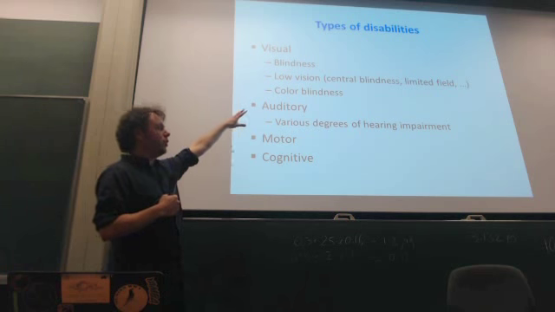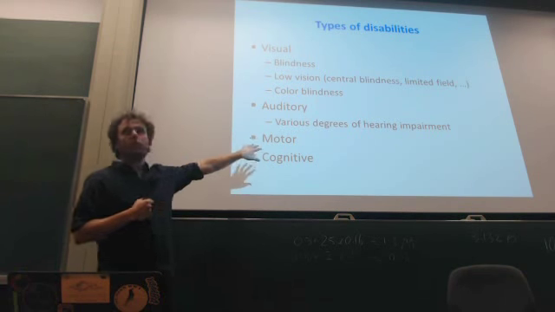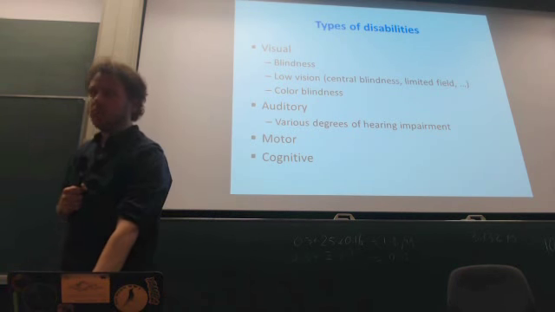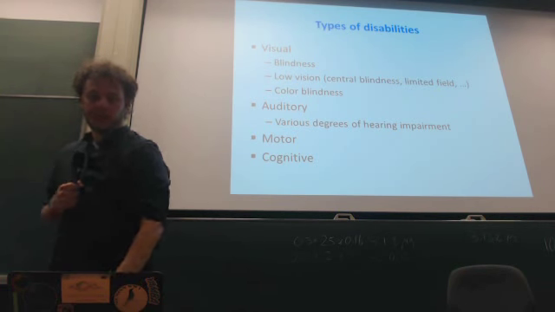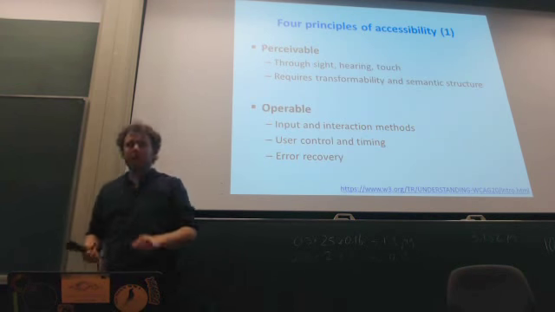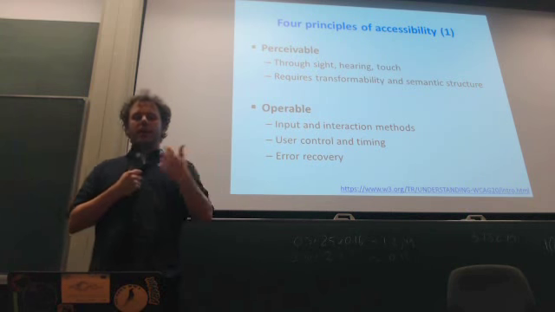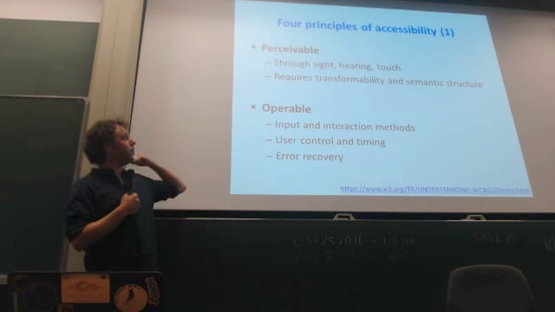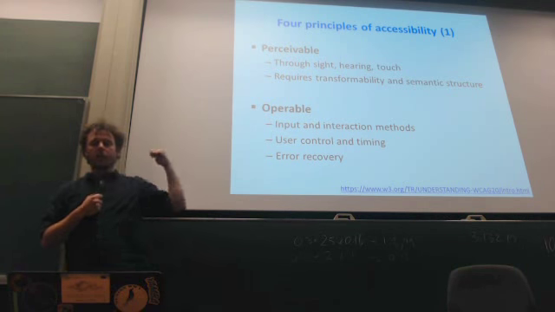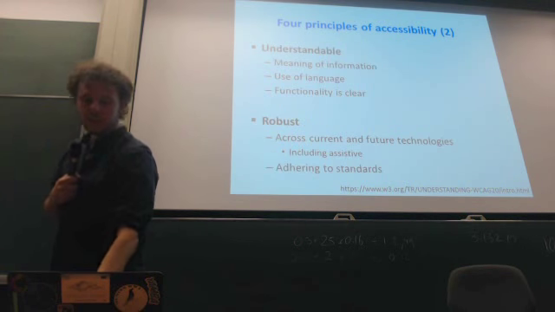Right, auditory ones, so hearing impaired, motor disabilities, and cognitive disabilities. Those are, let's say, the four classes that are identified by the people thinking about this. Right, and consequently, making your site accessible means making your content four things, which is perceivable, operable, understandable, and robust.